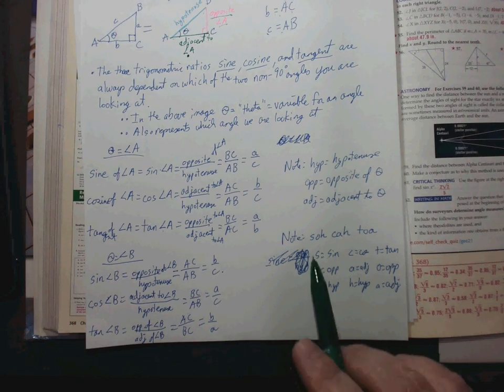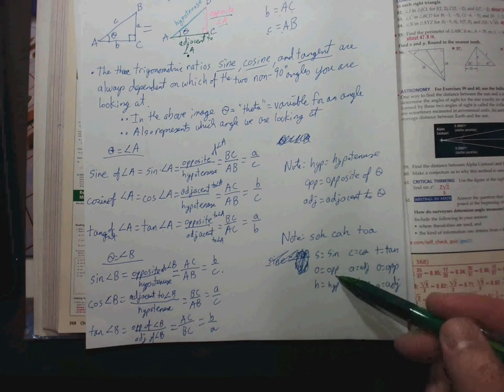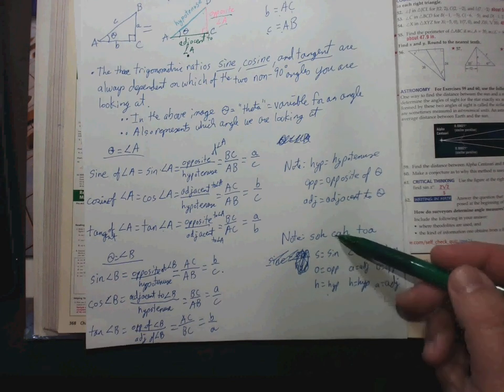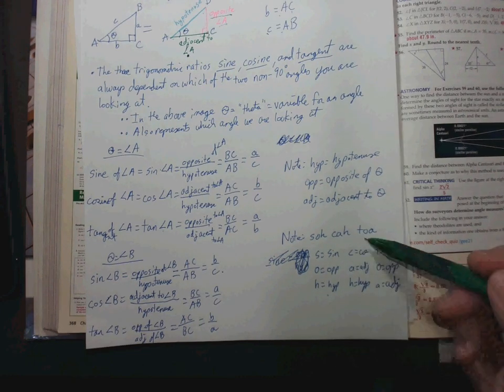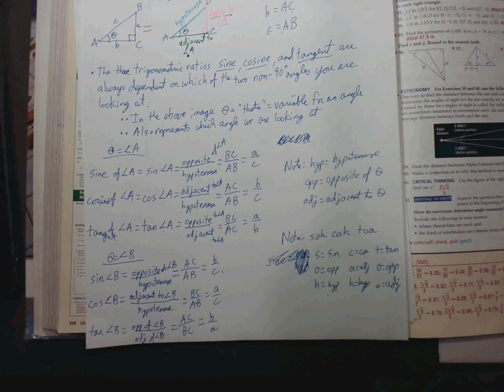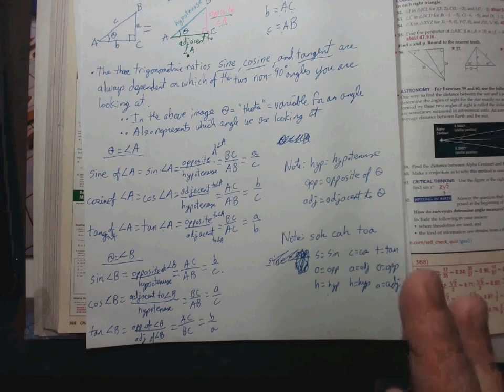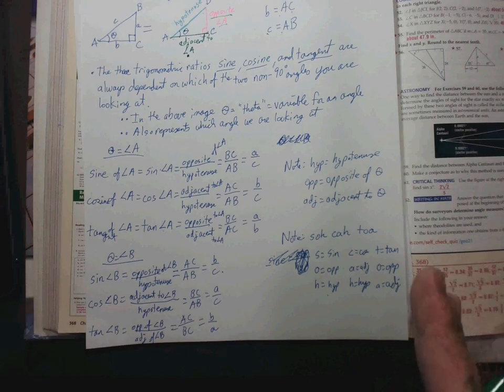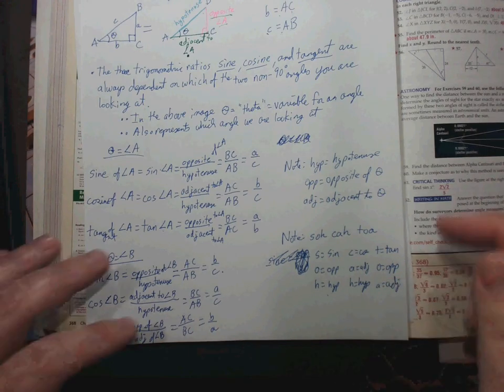So, SOH. Sine is opposite over hypotenuse. Cosine is adjacent over hypotenuse. Tangent is opposite over adjacent. This is the basics of right triangle trigonometry. How do we use this?